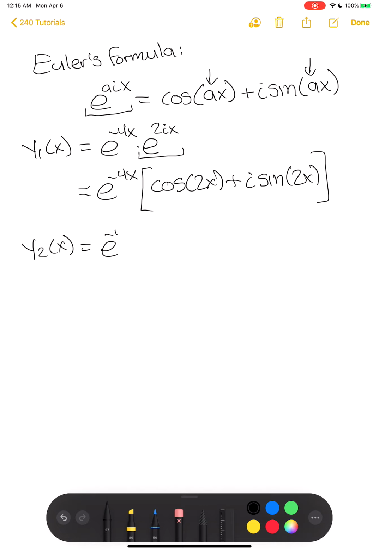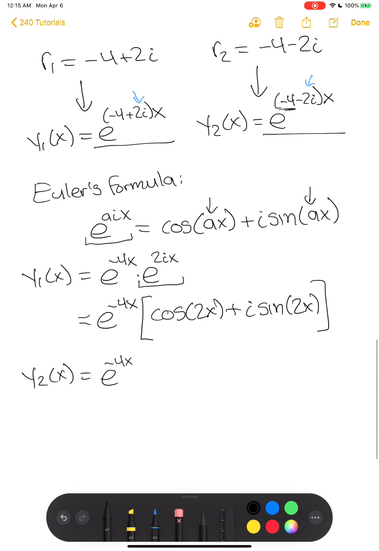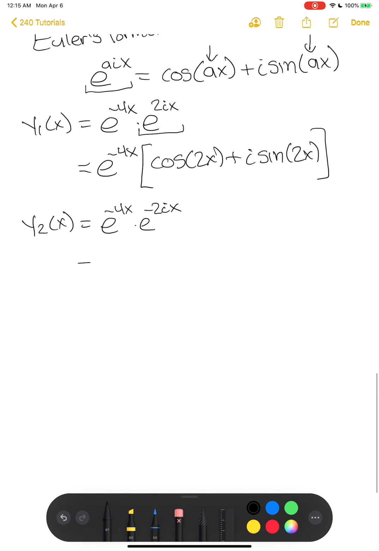It is e to the minus 4x here, and then times e to the minus 2ix. So again, I just broke it apart. And I'm going to use Euler's formula here with a equal to negative 2. So I get cosine of negative 2x plus i sine of negative 2x.